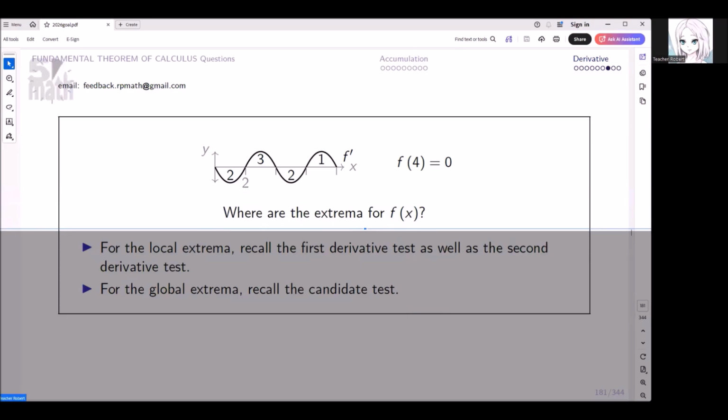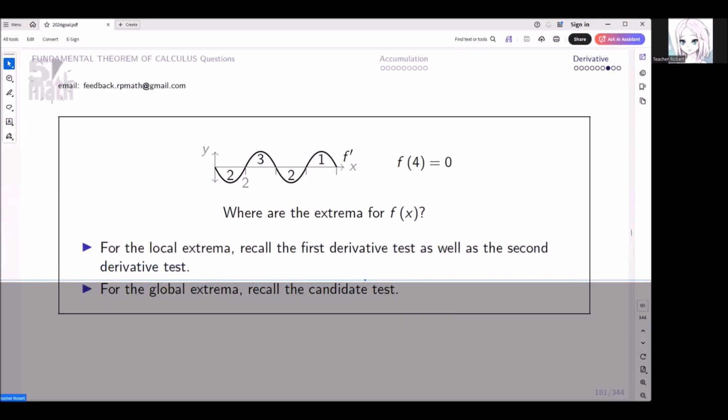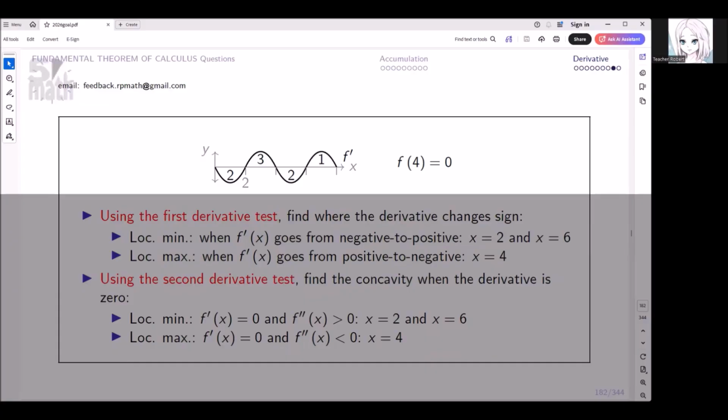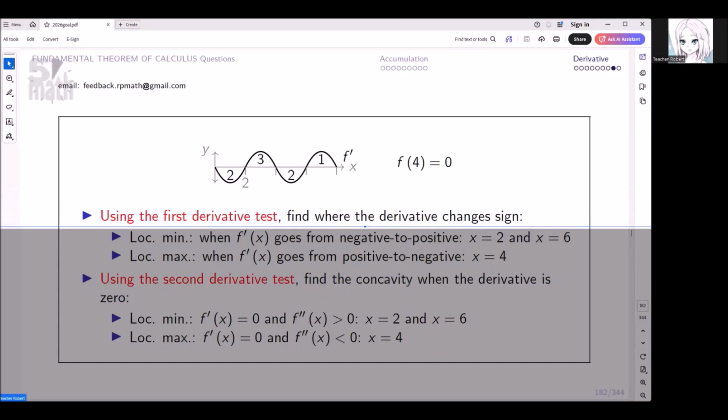What are the extrema for f of x? For local extrema, recall the first derivative test as well as the second derivative test. For the global extrema, recall the candidate test. Using the first derivative test, find where the derivative changes sign.